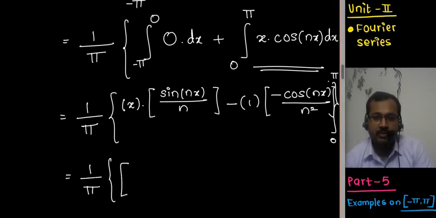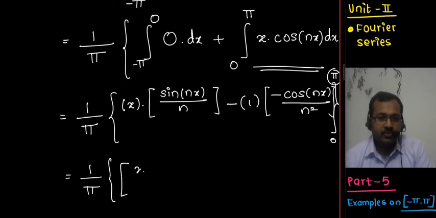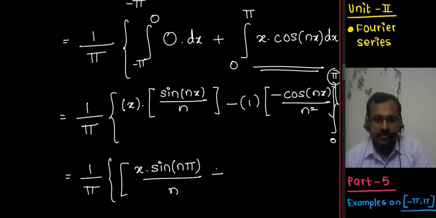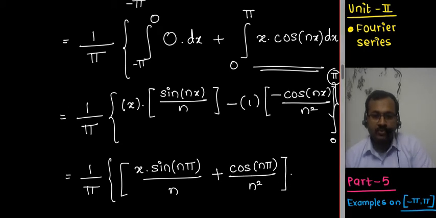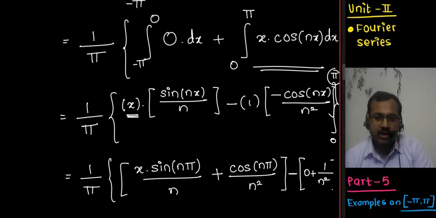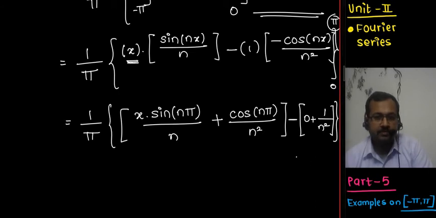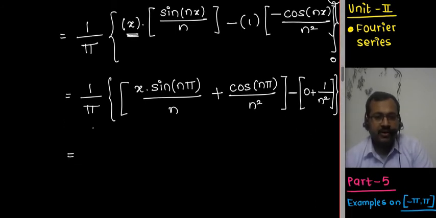So in the first bracket we put x is equal to pi. So it is x into sin n pi divided by n, minus minus plus, this is cos n pi upon n square. Now we substitute the lower limit x is equal to 0. Since 0 into anything we get 0, plus cos 0 is 1 upon n square. So this is your upper limit minus lower limit.